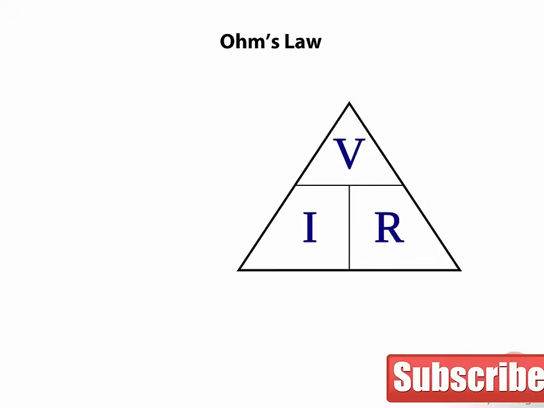We can use Ohm's law to solve for one in terms of any of the others. So knowing any two of the three components, we can solve for the other. Current is the voltage divided by the resistance. I equals V over R. Voltage is the current times the resistance. V equals I times R. And resistance is voltage divided by the current. R equals V over I.